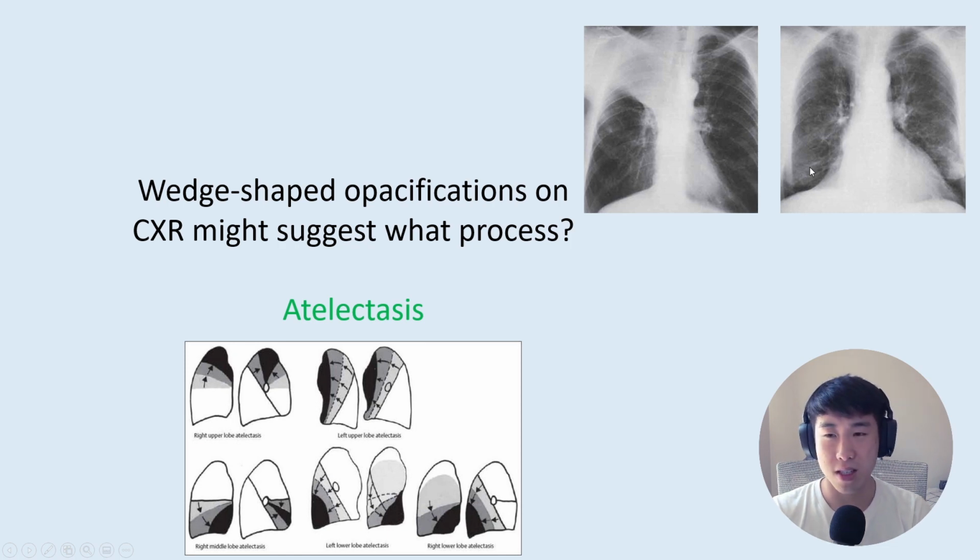Obviously, you can have Hampton's hump too, but that's more of a peripheral wedge-shaped opacification. If it's more like this, going to the hilum, that can suggest a mucus plug that's blocking that and causing collapse of the distal lung.